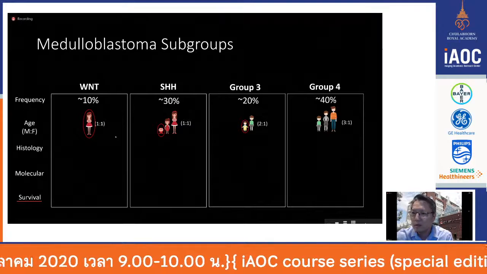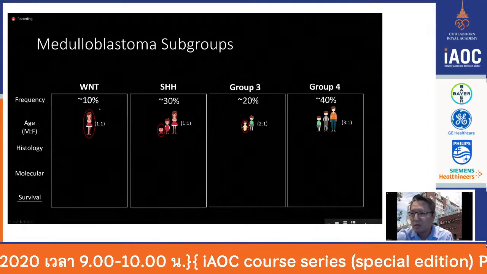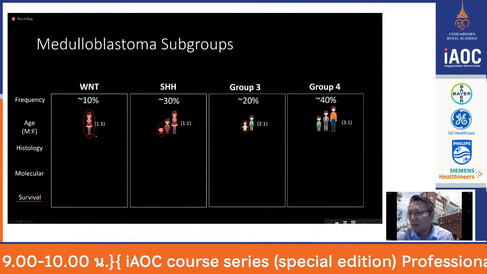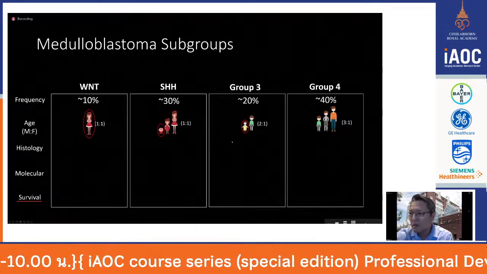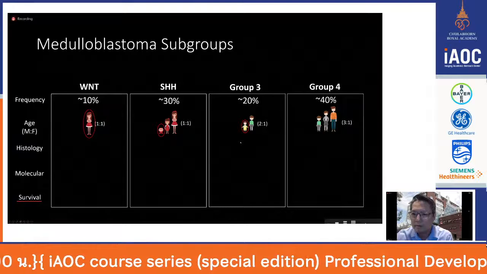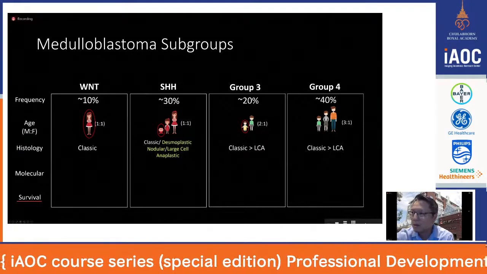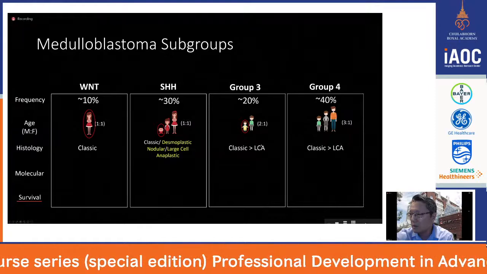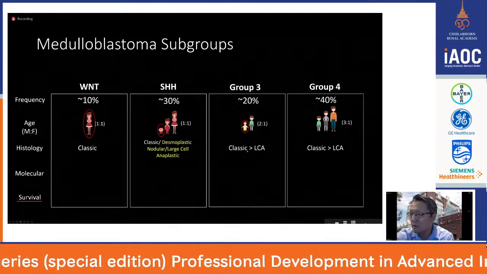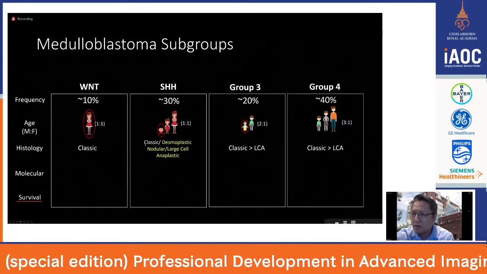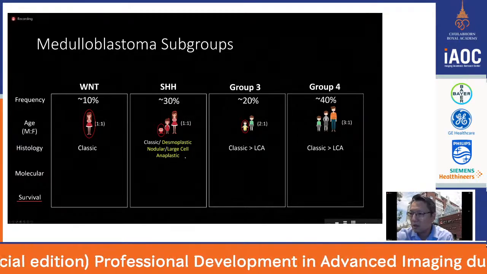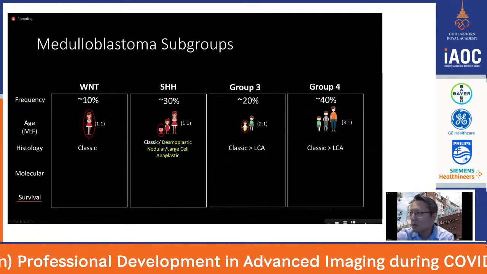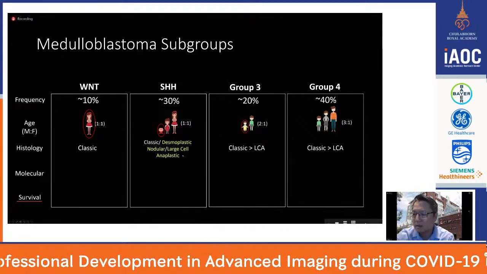Circling this just to show you that if you have an older teenager, think about WNT. If you have infants, it's going to either be SHH or group 3. The histology for these, most of these are going to be classic. There's going to be some large cell anaplastic ones in group 3 and 4, but SHH is going to be the most diverse for histology. It can be classic. It can be what's called desmoplastic nodular or large cell anaplastic.